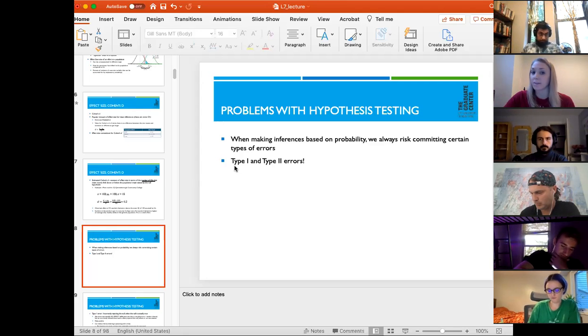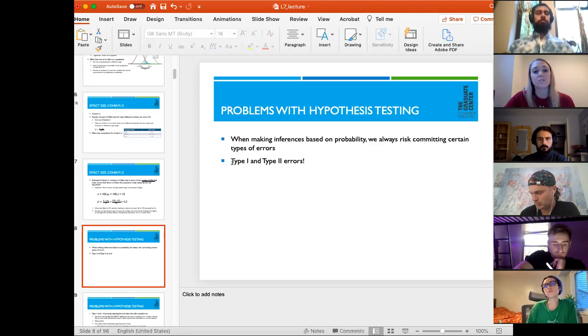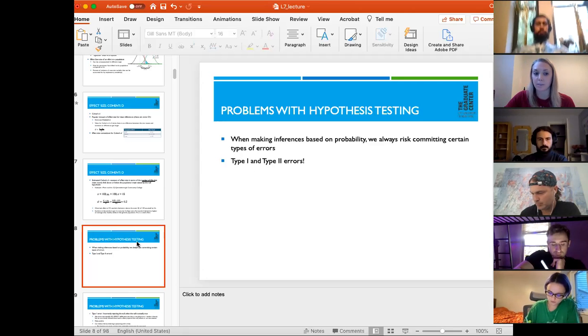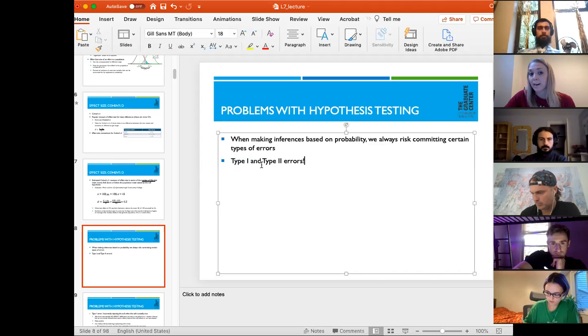So you can make either a type 1 or a type 2 error. But the good news is you can never make each of these errors at the same time, but these are all conclusion dependent. So if you reject the null, you're risking a type 1 error. And if you fail to reject the null, you're risking a type 2 error.